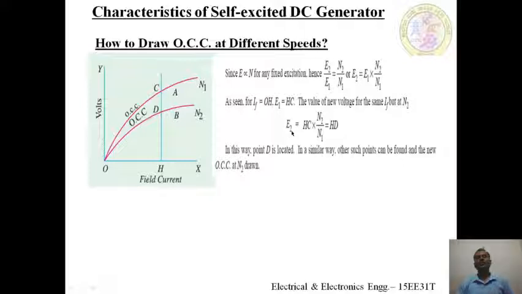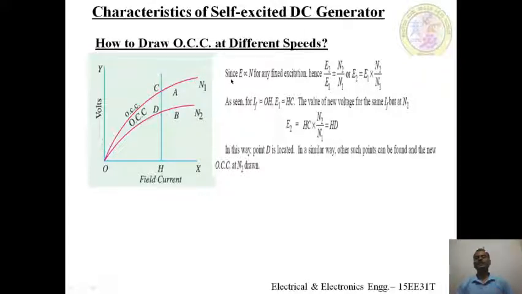Then how do we draw the OCC at different speeds? We know that the OCC for a different speed is a different curve. Suppose we have the OCC for a fixed speed N1. At a constant speed N1, we have an open circuit characteristic curve like this. Then we can get the OCC for any other speed, say N2, from the OCC for N1.